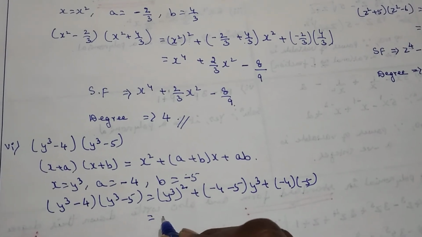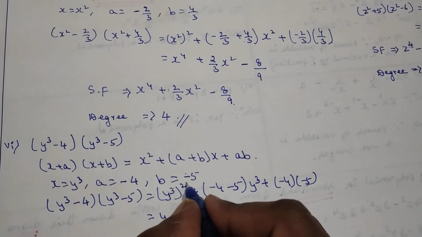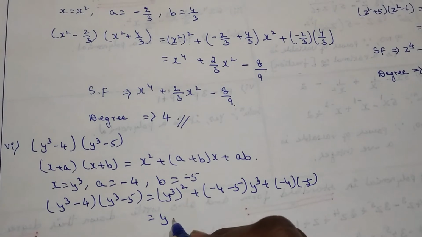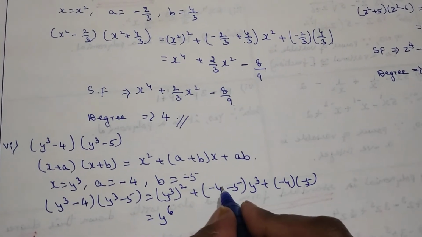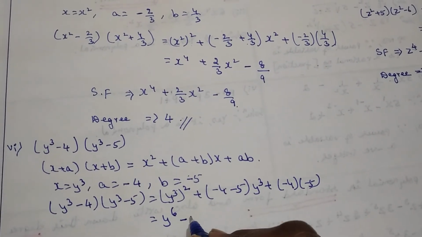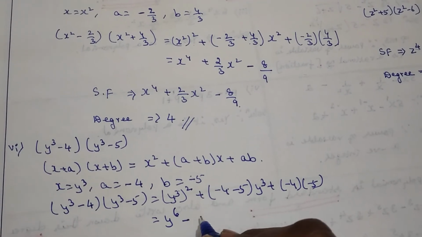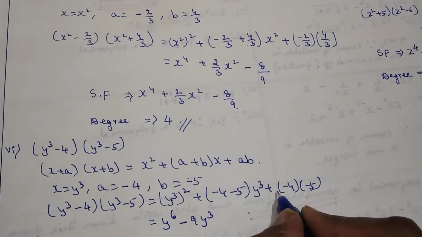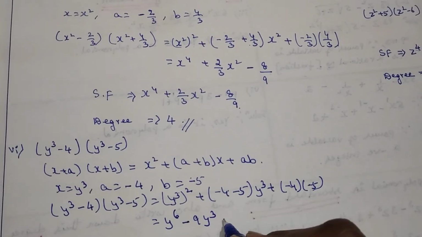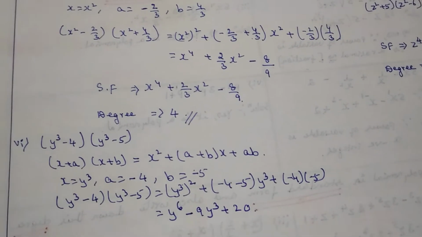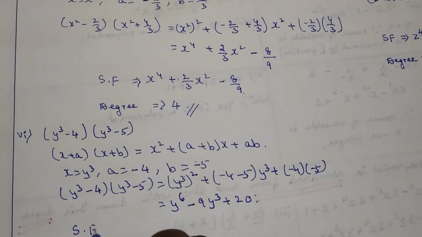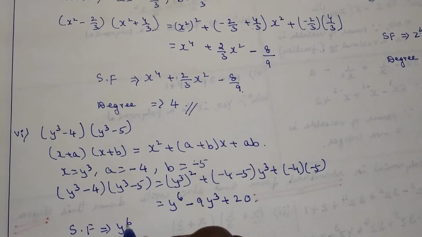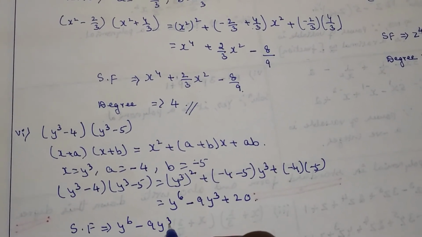Then (a^m)^n is nothing but a^(m×n), that is 3 twos are 6. Minus 4 minus 5, both are like signs, so add up and keep the sign as it is: 4 plus 5 is 9y³. Plus into minus is minus, minus into minus is plus, 4 fives are 20. This itself is in the standard form, that is y⁶ − 9y³ + 20.